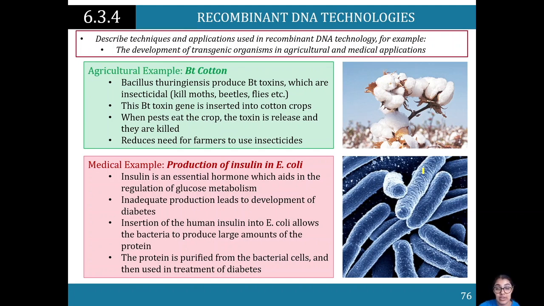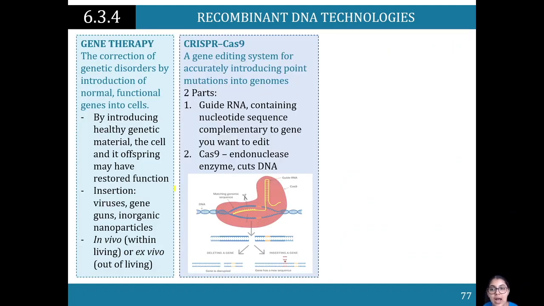The medical example of E. coli that we just talked about when we talked about recombinant DNA. So we know that insulin is an essential hormone which aids in the regulation of glucose metabolism, and inadequate production of insulin can lead to the development of diabetes. And what we do is we insert human insulin into E. coli, which is a bacteria, and we allow it to produce large amounts of it. We then take it, we purify that protein from the bacterial cells, and we use it to treat diabetes.